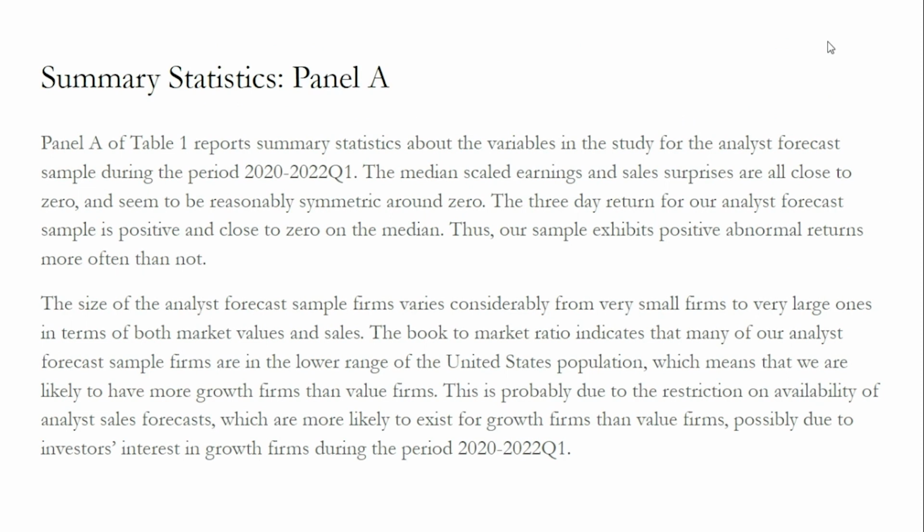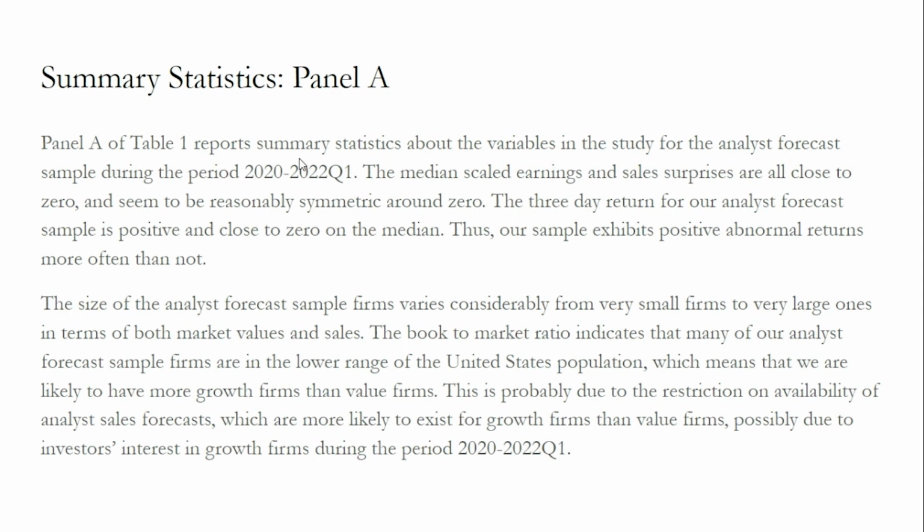So for summary statistics panel A, we would write: panel A of table 1 reports summary statistics about the variables in the study for the analyst forecast sample during the period 2020 to 2022 Q1. If you have a question about how we know this is the period, it's because this is the period that was defined as our sample period in the how to code a finance paper from scratch video. If you're not sure about that, go back and watch that video and it'll give you a sense.